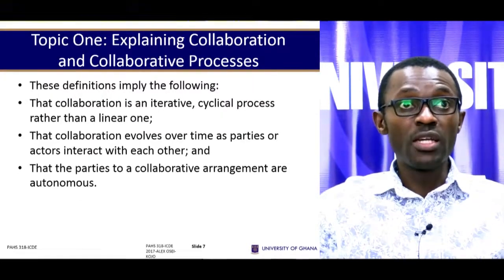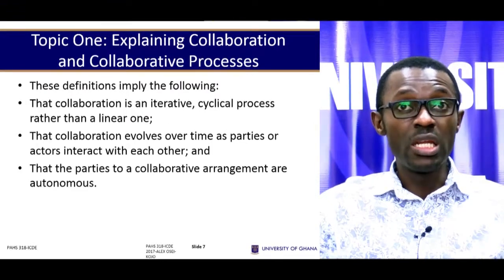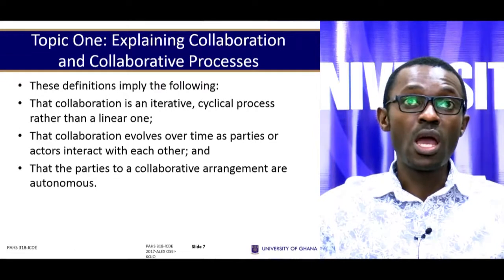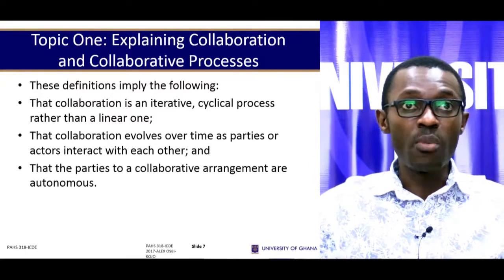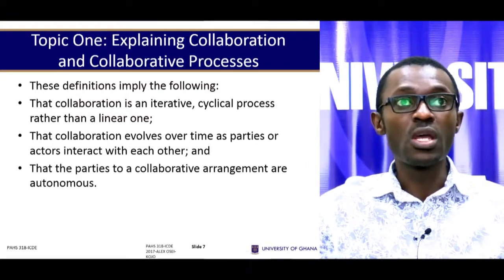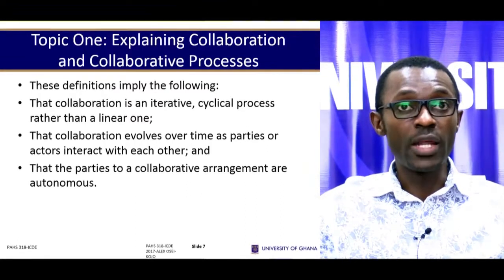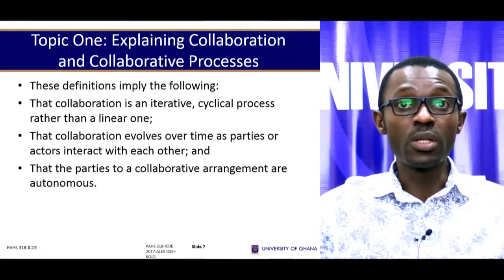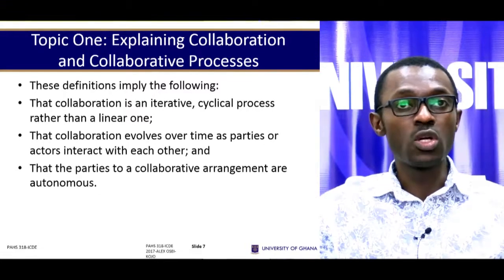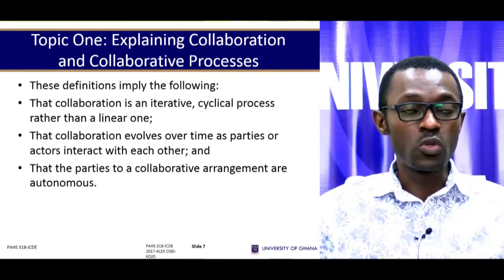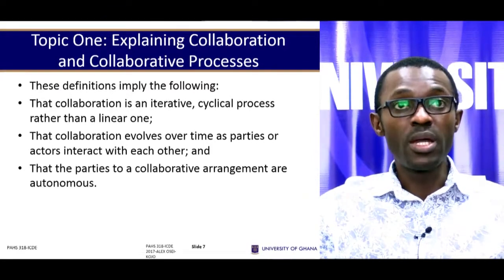These definitions imply the following: that collaboration is an iterative cyclical process, rather than a linear one. In other words, collaboration is not a one-time, it's not a linear thing. It is sort of a give and take that happens between and among organizations. That collaboration evolves over time as parties or actors interact with each other. In other words, collaboration does not happen overnight. It takes time for organizations to build synergy, to come together in order to solve the problems that confront society. That parties to a collaborative arrangement are autonomous or independent in their own right.